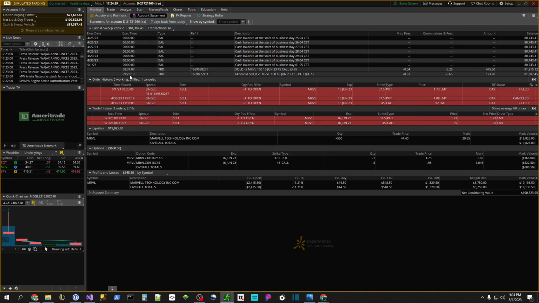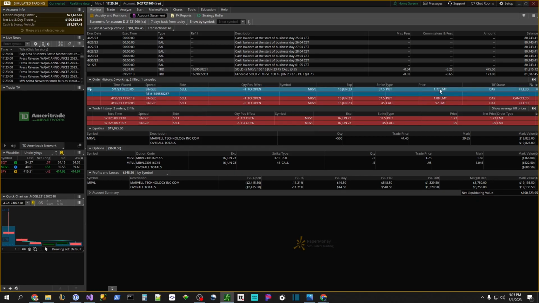And as you can see, about a little less than an hour after the market opened, we had to adjust our put to get it filled at $1.73. It looks like $173. So let's see what we placed the order for originally. This one was canceled. We had originally placed the order for 188, and we had to adjust it, and got filled at $1.73, that you can see right here.